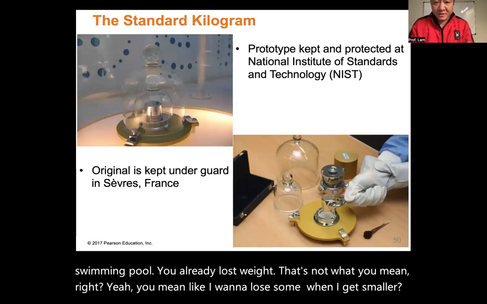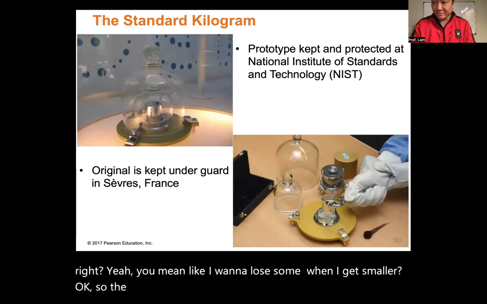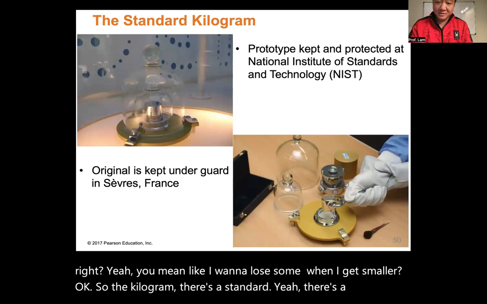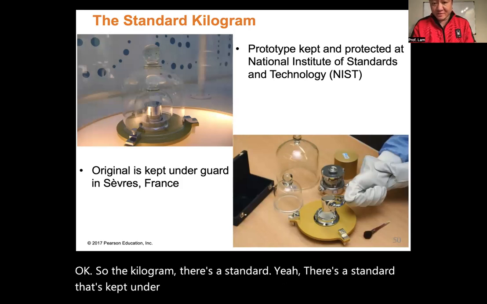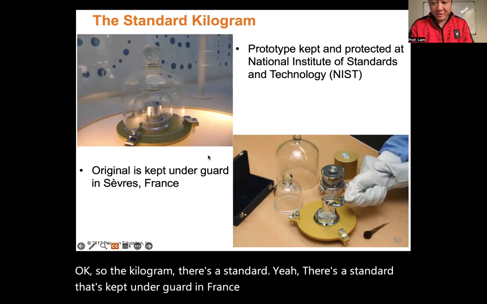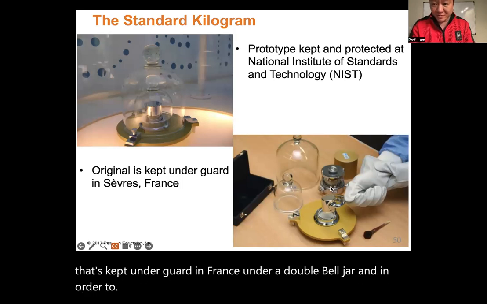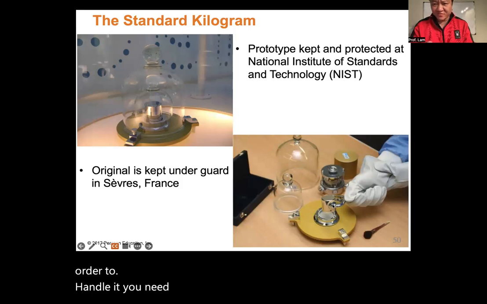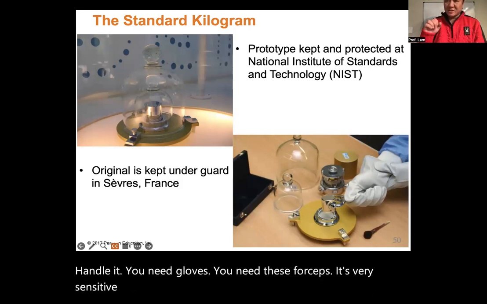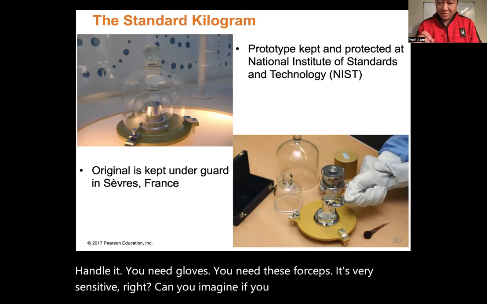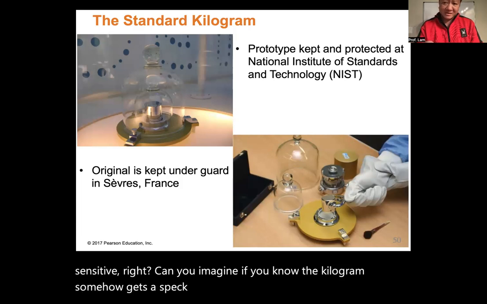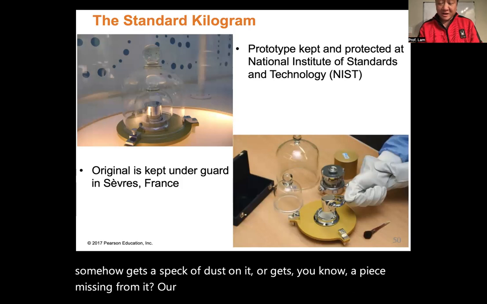Okay, so the kilogram, there's a standard. There's a standard that's kept under guard in France, under a double bell jar. And in order to handle it, you need gloves, you need these forceps. It's very sensitive, right? Can you imagine if the kilogram somehow gets a speck of dust on it or a piece missing from it? Our standard kilogram cannot either gain or lose weight, right? That would be a disaster.